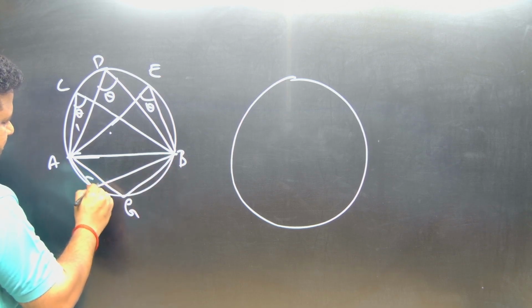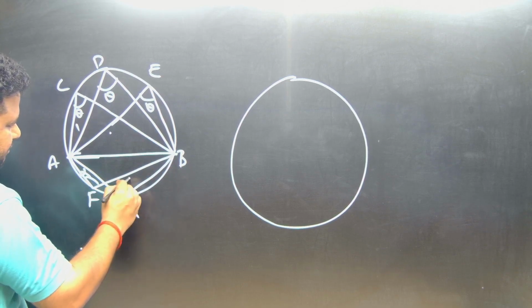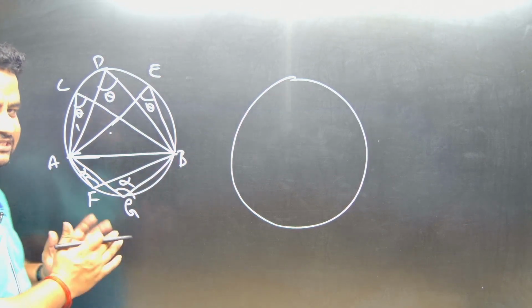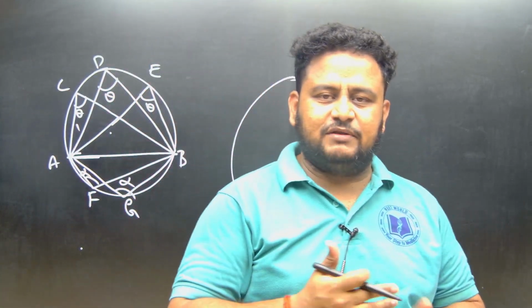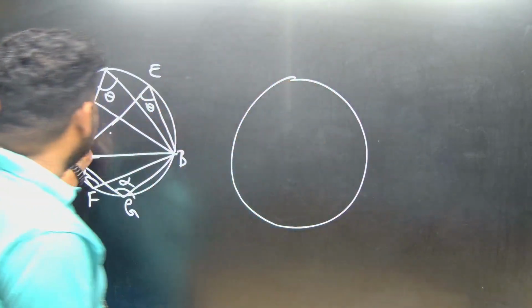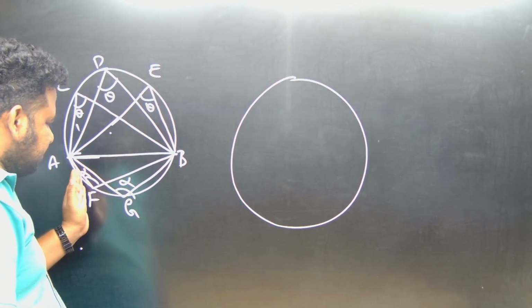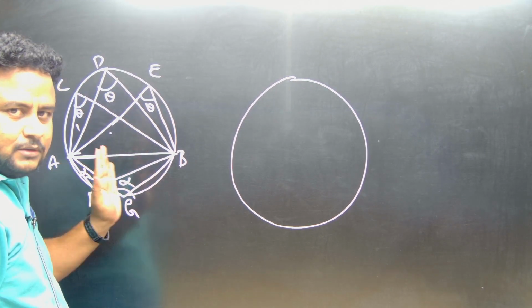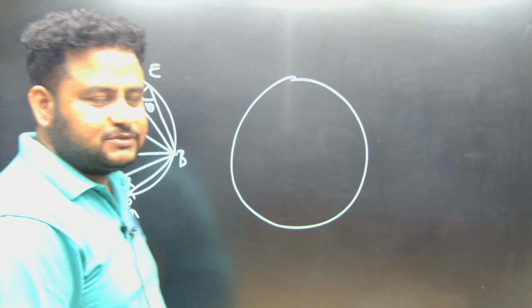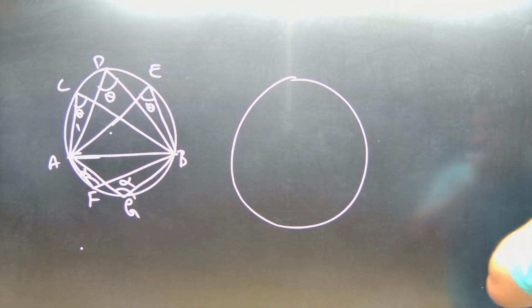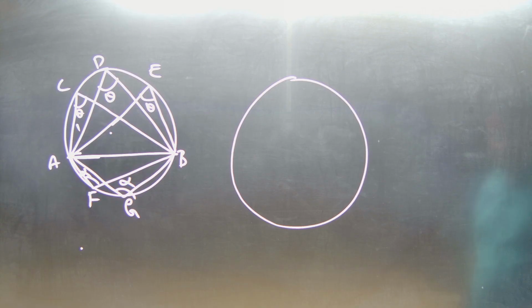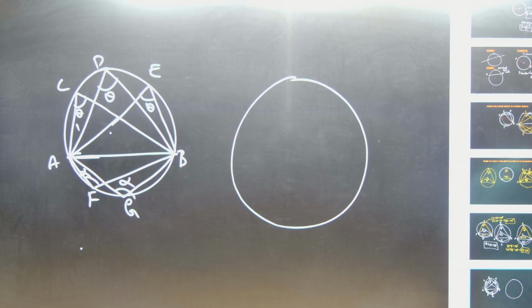So, if this angle is alpha, this angle will also be alpha. On the same side, whatever angles you make with the circumference will be equal to each other. That means this will be theta, this will be theta, this will be theta, this will be alpha, this will be alpha, and this will be alpha. Clear? These are concepts which are highly useful for you, and you must definitely remember them. Okay. Now, let us proceed.